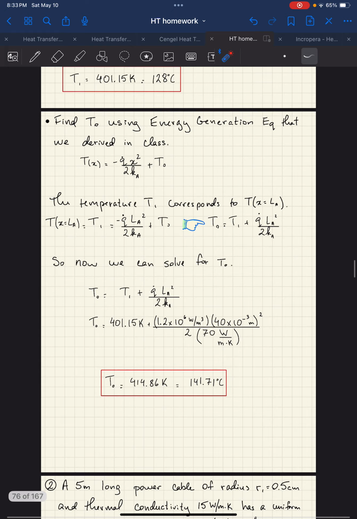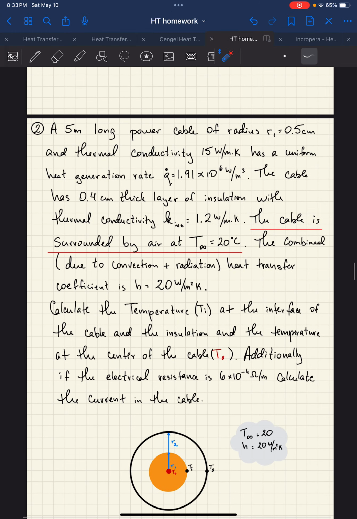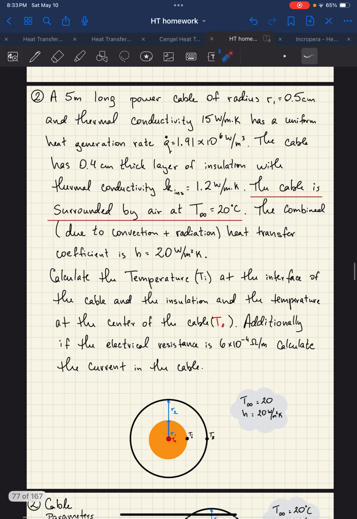Okay, let's take a look at question number 2. So this is a power cable question. Again, I would pause the video just to read the question itself. Basically, in this question, you have an electrical power cable where you have here the conductor, and then you have an insulation on the cable. And the power cable is 5 meters long, and they tell you that you have a heat generation rate inside the power cable. This is specifically in the conductor, right? Because the current is flowing in the conductor, so that's where your heat is generated, in the conductor.